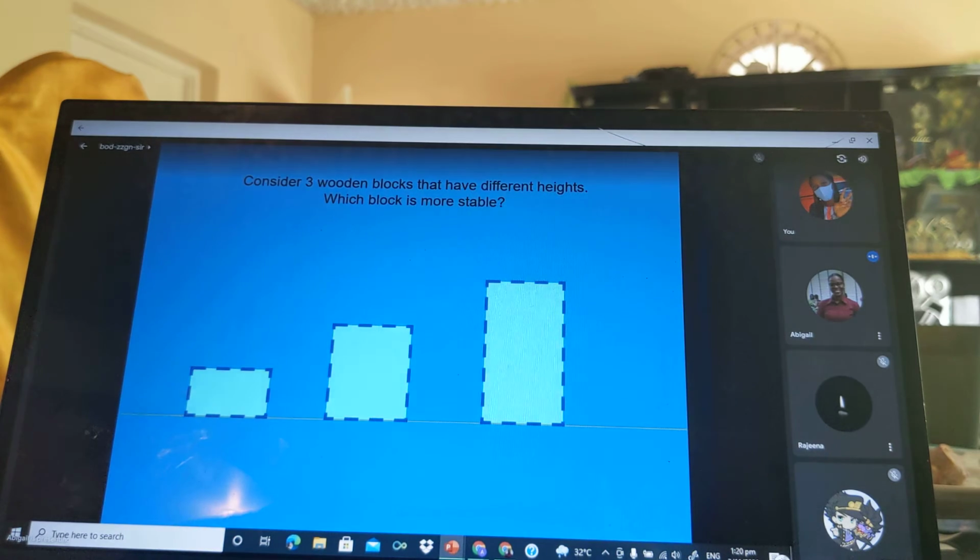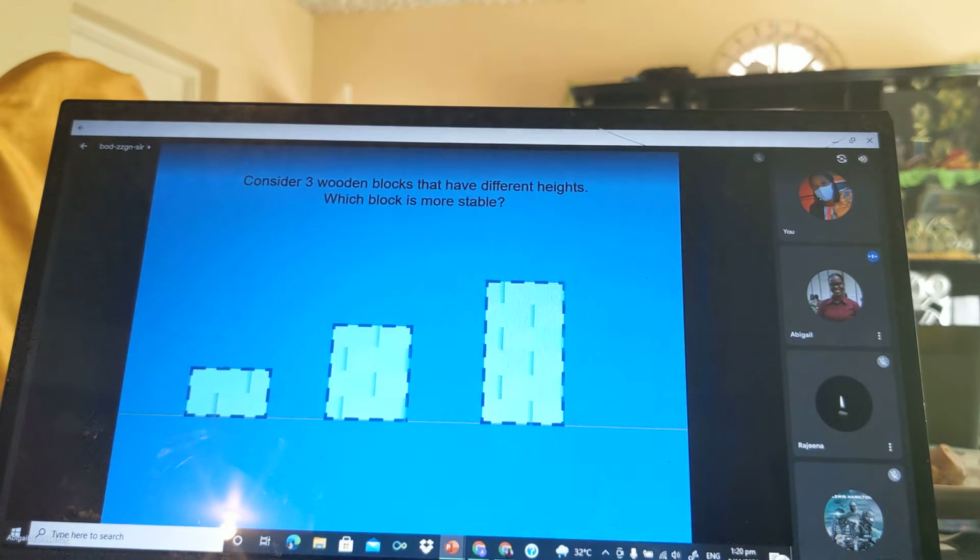Let's talk about stability. When we say something is stable, what do we mean? Is it sturdy and cannot really move? It's not moving. So we talk about stable or stability.